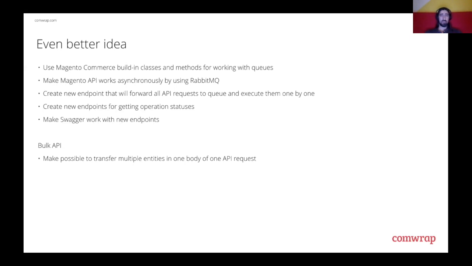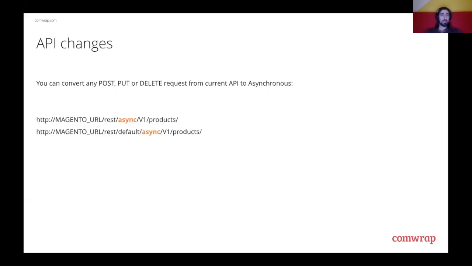And on this point, it was mostly the idea of Balanced Internet, which I think is a great one, to have the bulk API in this call, so we can transfer multiple items in one call. For example, we can transfer 20 products in one body of the API request, and they will be processed correctly. So this also will reduce the amount of system memory usage.